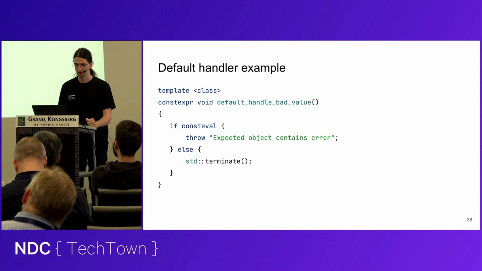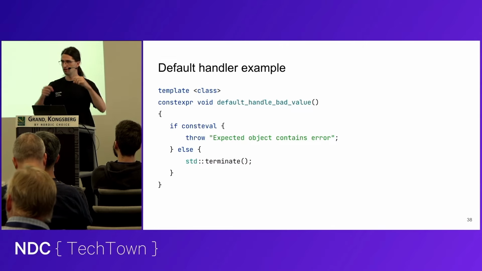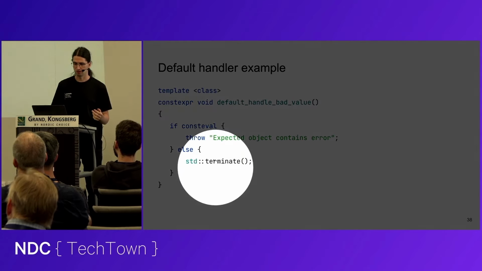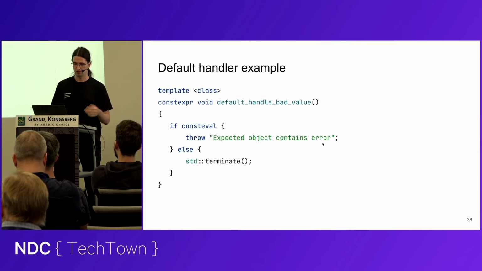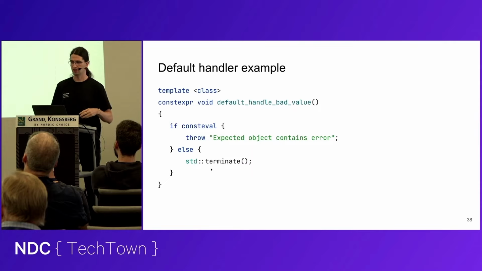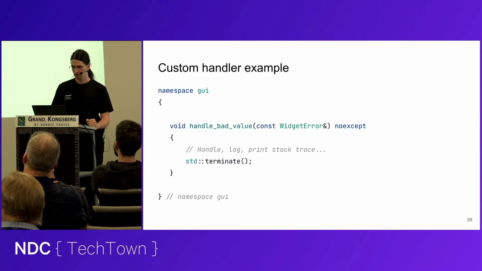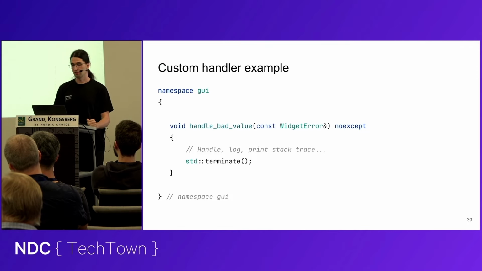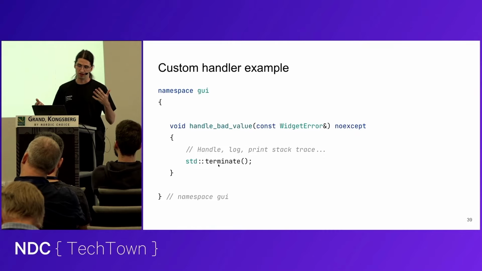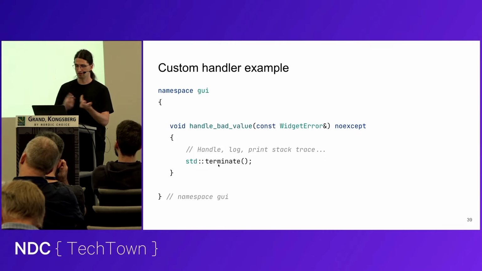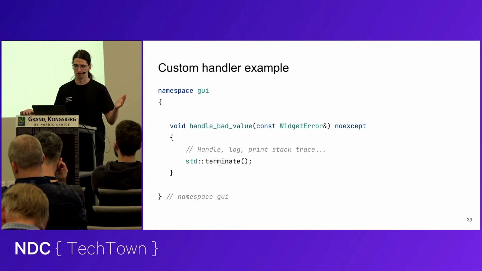What can the default handler be, for instance? It can look like this. If something goes wrong in a constant evaluation context, that's the technique that will print it at compile time, and otherwise we simply terminate. So that's very cool if we have this customization point. If we want to implement our own custom handler, we can do it like this. It's just in our namespace. We can end up with terminate, but we can also handle it, log, print a stack trace, and so on. Just implement it for our type, and we're good.